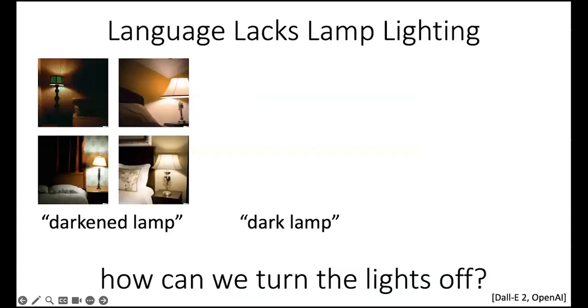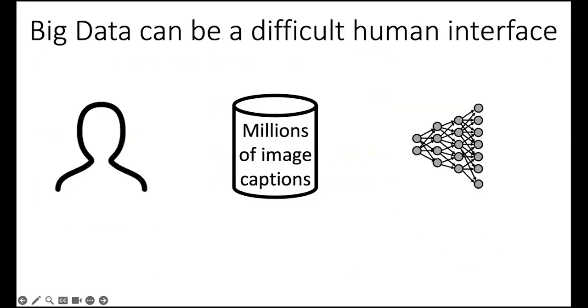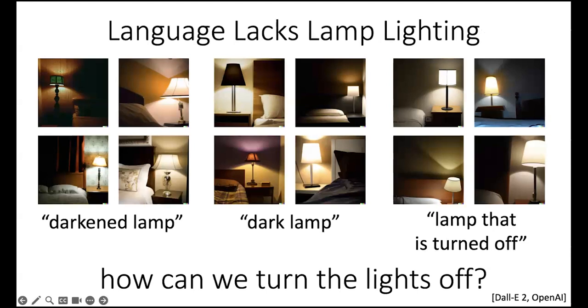Okay, well, no matter what we try, the diffusion model will not give us lights that are off. And so what is going on here? It's not just that we didn't choose the right prompt. All the prompts that we try have this problem where the diffusion model is not giving us lights that are turned off.